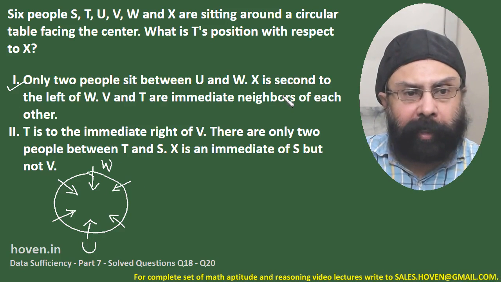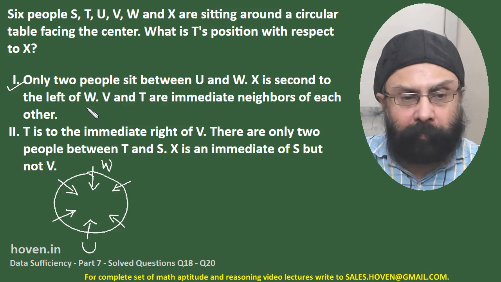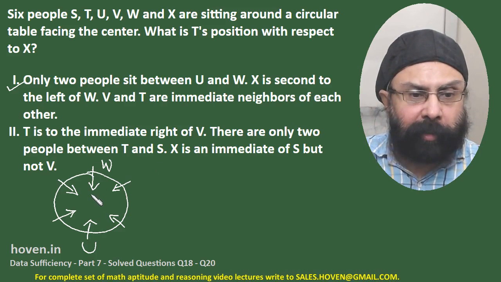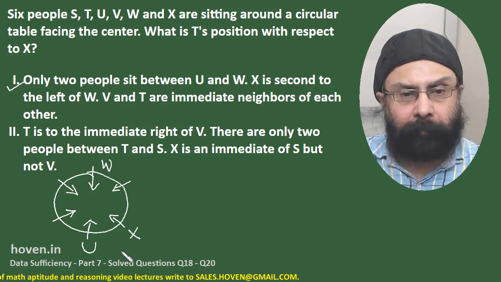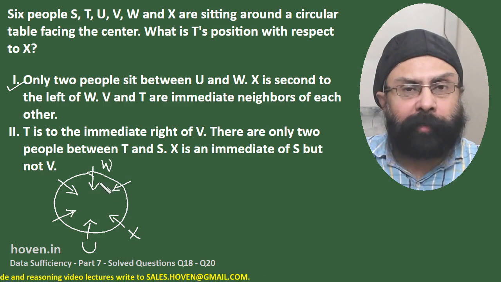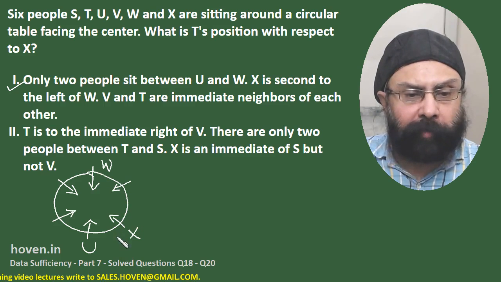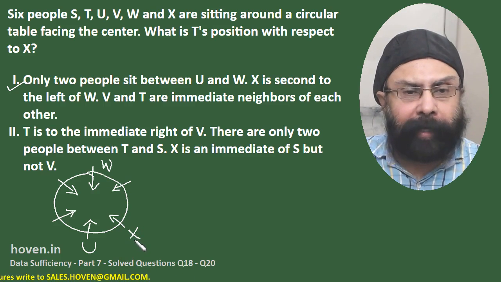X is second to the left of W. W is facing this way. So second to the left means X is fixed at this point. You can imagine yourself sitting on the table. Your left will come this way. And X is therefore fixed at this point.